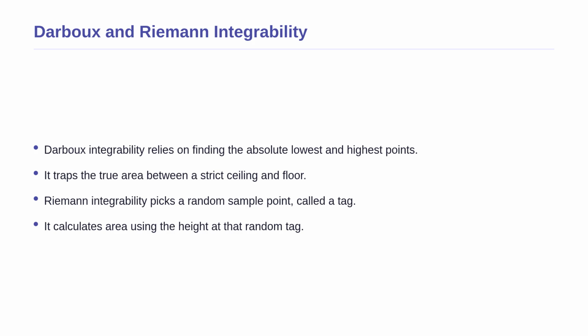Now that we understand the physical intuition, let us define these two methods mathematically. The first method, using guaranteed underestimates and overestimates, is called Darboux integrability. It relies on finding the absolute lowest and highest points in any given slice of our interval. The second method, using random measuring sticks, is called Riemann integrability. Instead of seeking extremes, it simply picks a random sample point, or tag, inside each slice. Our goal is to prove that these two seemingly different strategies are mathematically equivalent.